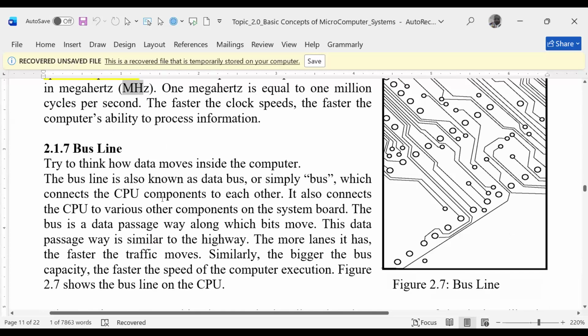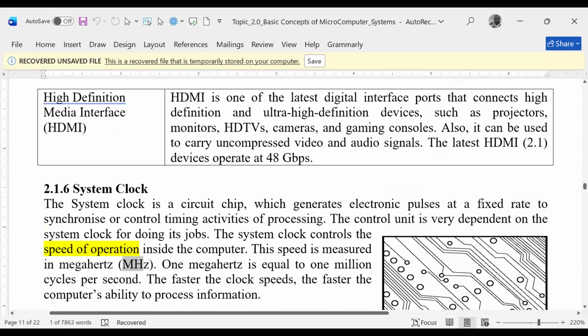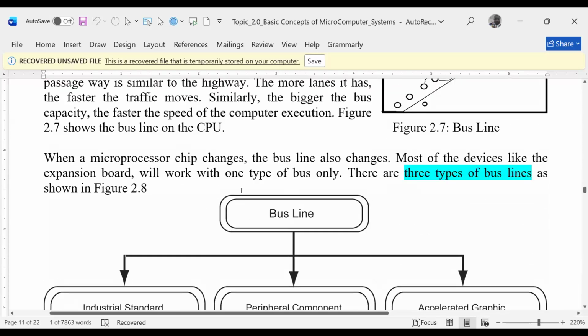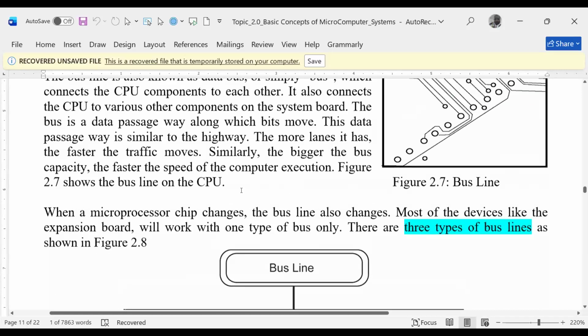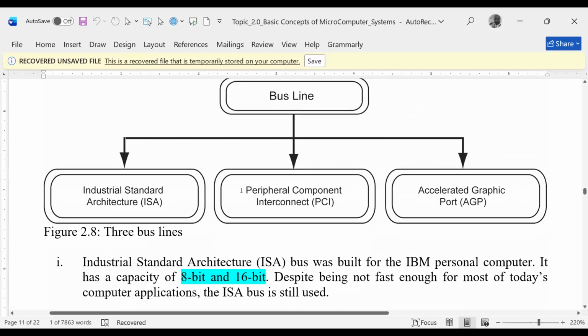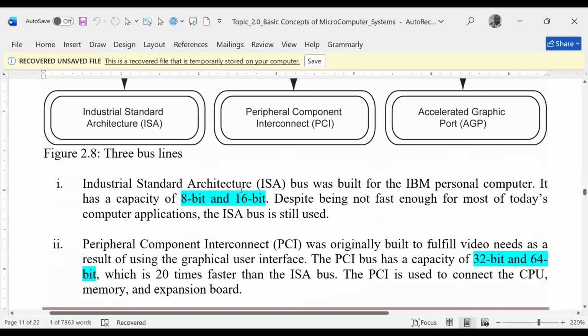We have explained the bus. This is how the bus looks. And then for the bus here, we have three types of bus architecture: ISA, PCI, and AGP. The Industrial Standard Architecture, called the ISA bus, was built for IBM. The old types of computers still use IBM, or whatever, and have been transformed into different parts.